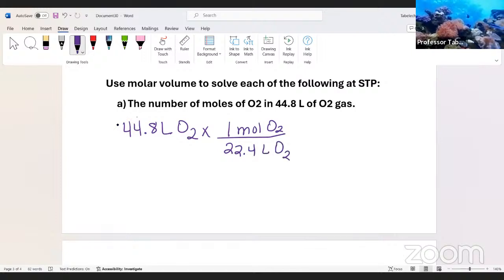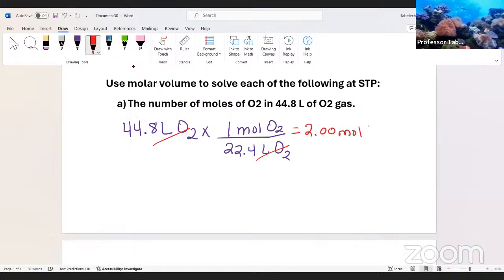And that's what we have right here. You're going to cross out the liters because we don't need that anymore. If you have the same unit on the top and the bottom, you get rid of them. What you're going to do now is take the 44.8, divide that by 22.4, and you get 2 moles as your answer. But we're going to say 2.00 moles of oxygen.